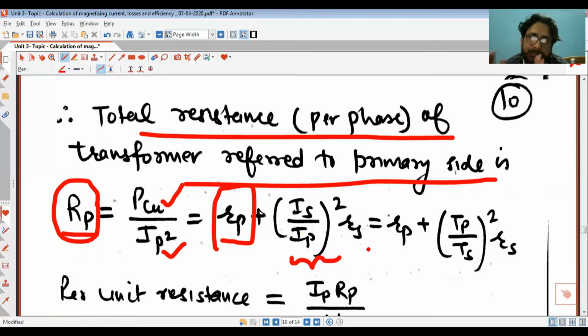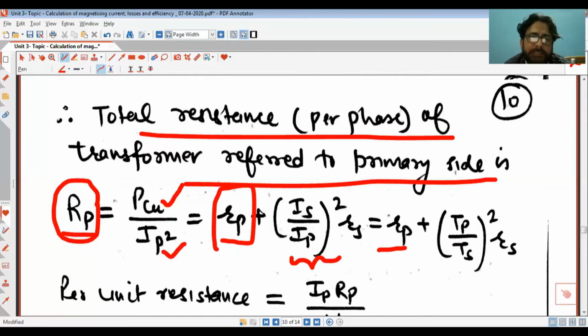Whenever the resistances or reactances or impedance of secondary are referred to primary, all these values are multiplied with the square of the transformation ratio, right? So this will give me Rp plus (Is by Ip) whole square into Rs.